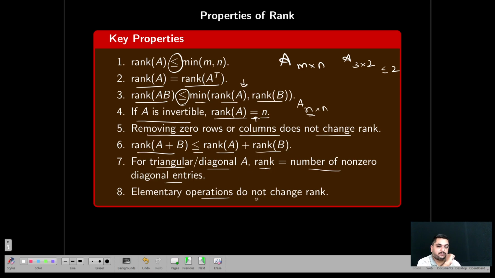Elementary operations do not change the rank. When you convert to row echelon form, elementary operations such as subtraction and division will not change the rank of the matrix.